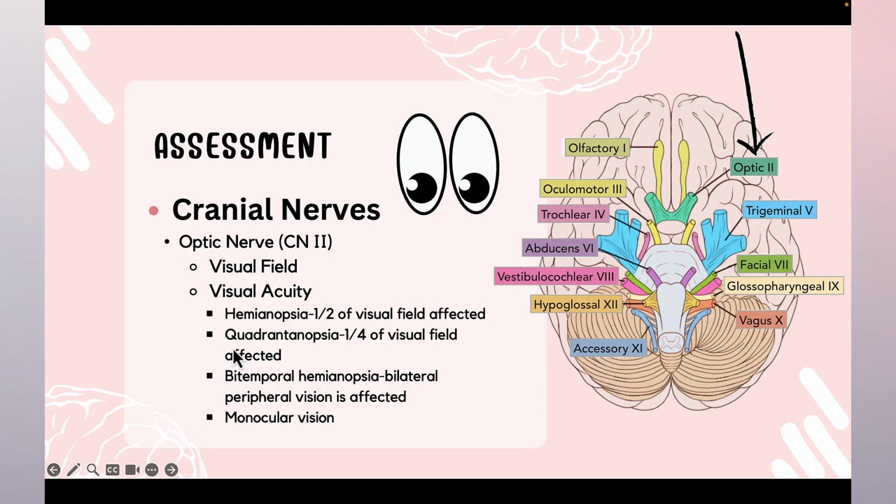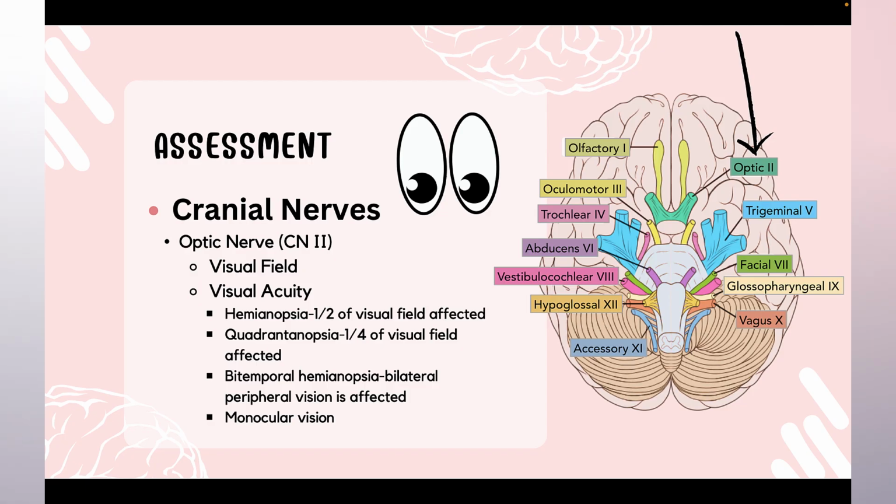Typically, with the hemianopsia and the quadrantanopsia, it would be like the inner fields that are affected. And then the monocular vision is they can only see with one eye. And then the top 2, hemianopsia and quadrantanopsia, typically this does affect both eyes. You can see this sometimes with strokes and stuff, where their visual field will be affected.